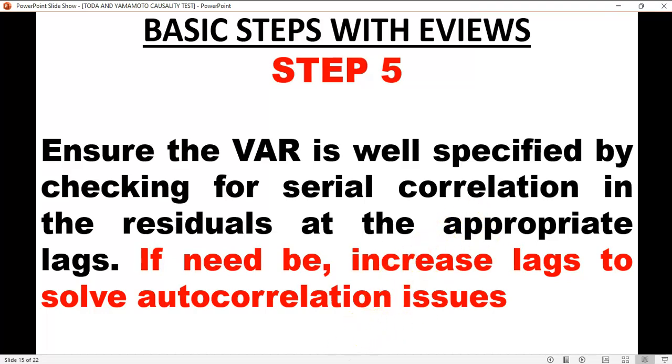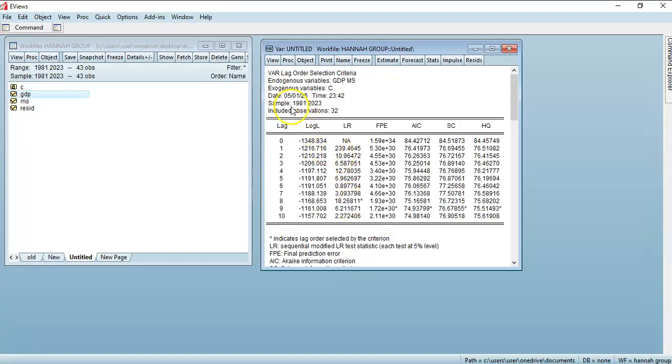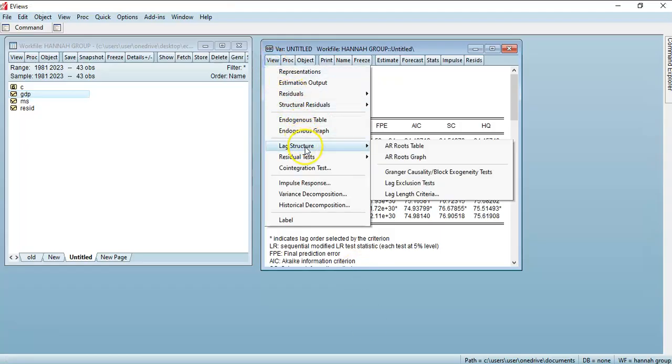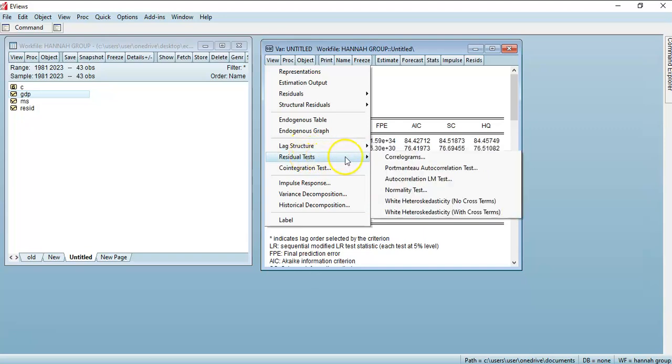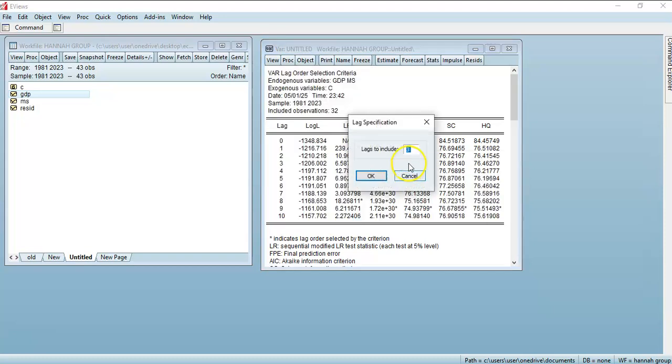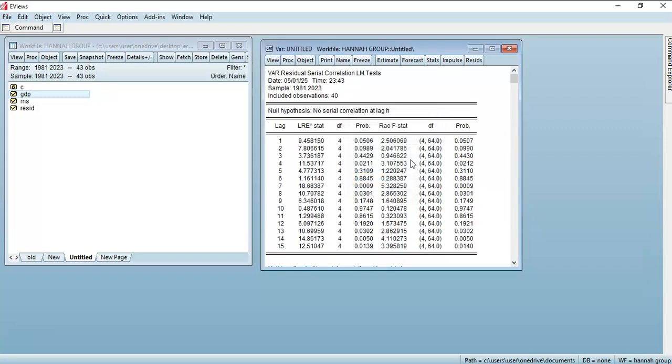Now how do we do that? We go to our EViews, go to our residual tests, and go to the autocorrelation LM test to check if at 9 lags there is no autocorrelation. Okay, let's put in 15 lags this time. Okay, good. Now at the 9th lag, the null hypothesis is not rejected, meaning there is no serial correlation, because the probability value is greater than 0.05.